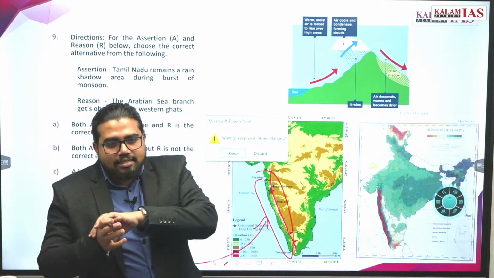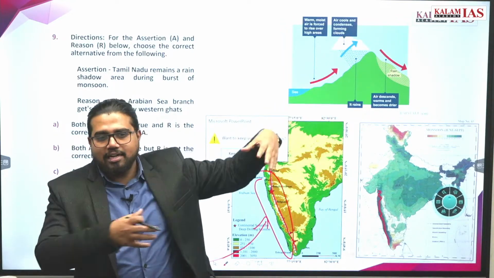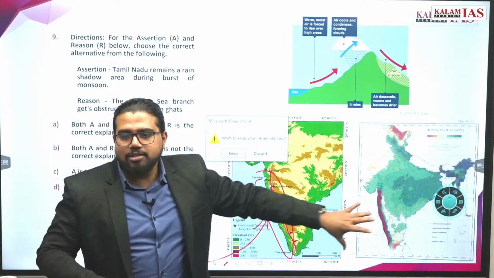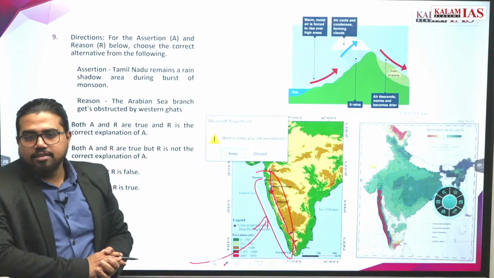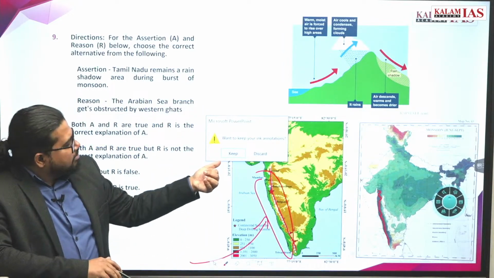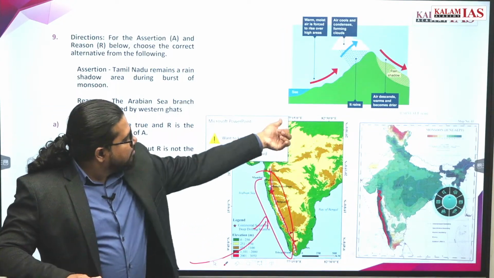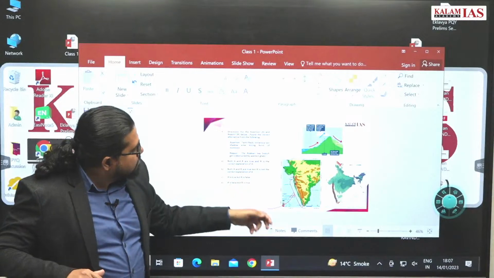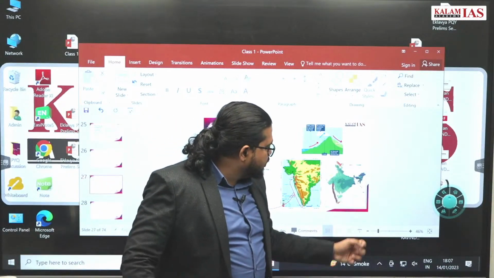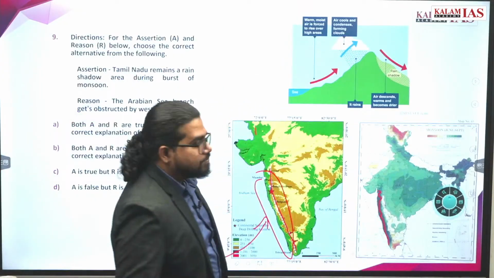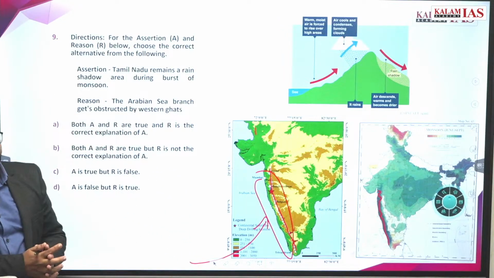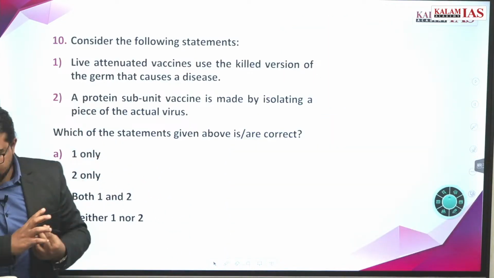Otherwise, these Western Ghats are a continuous series of mountains, not like the Eastern Ghats. So there will be some blockade. Both are correct, and it is the correct explanation of what is asked. Okay, go ahead, solve this.